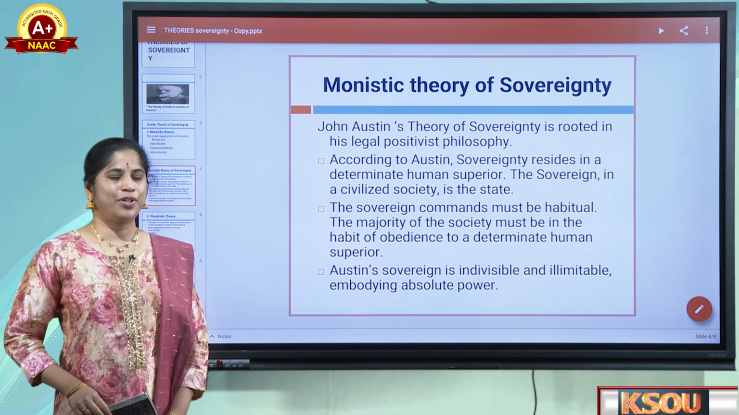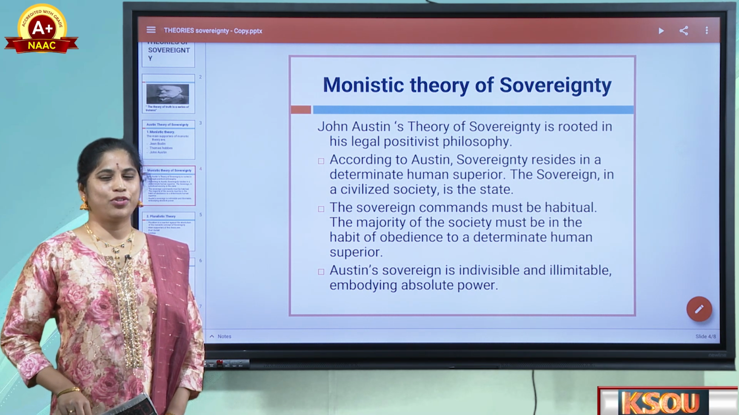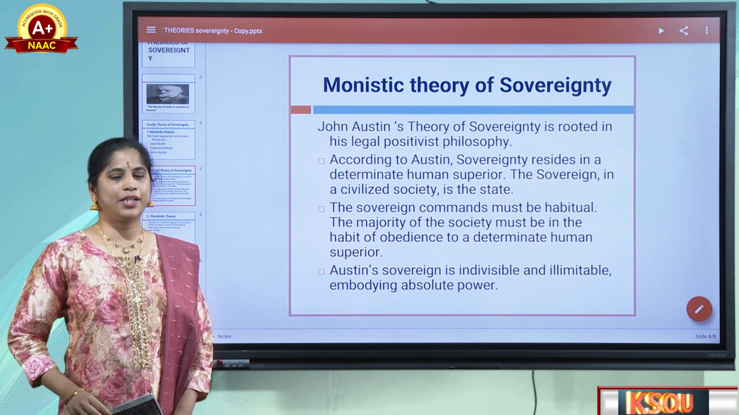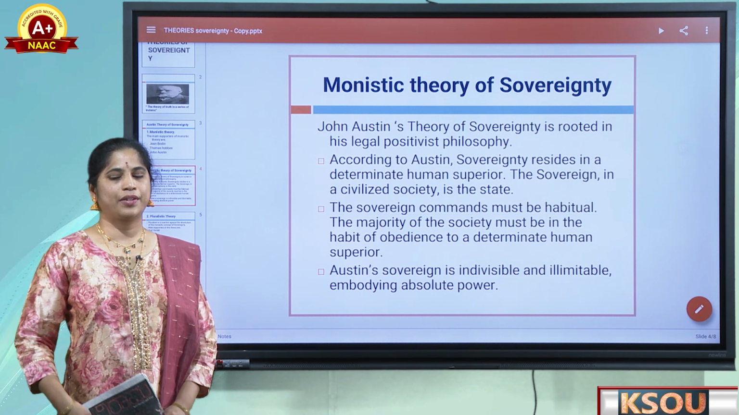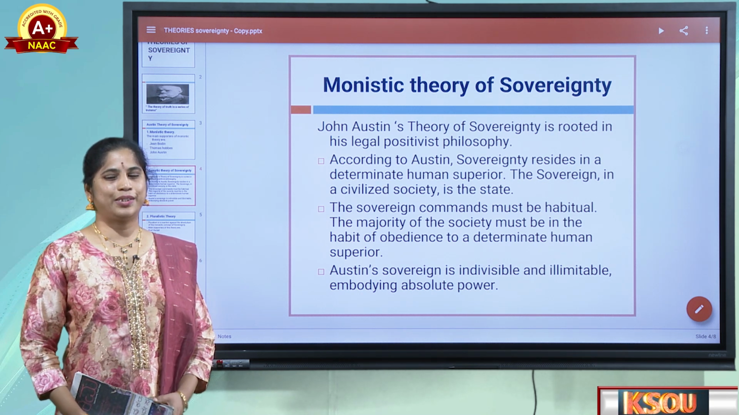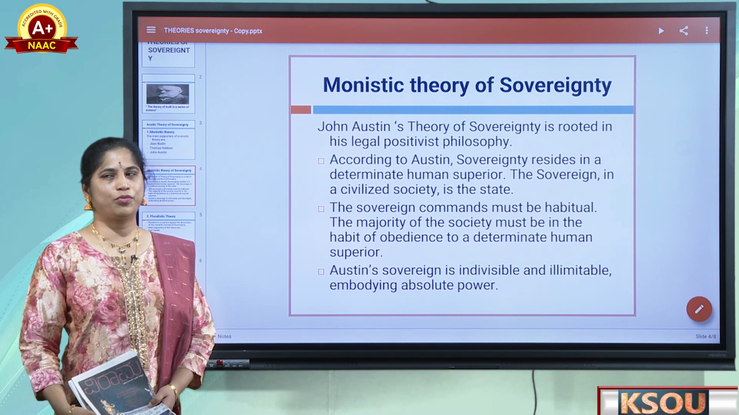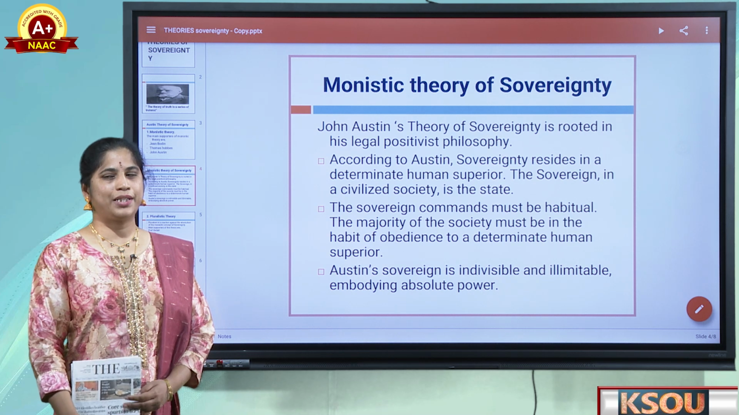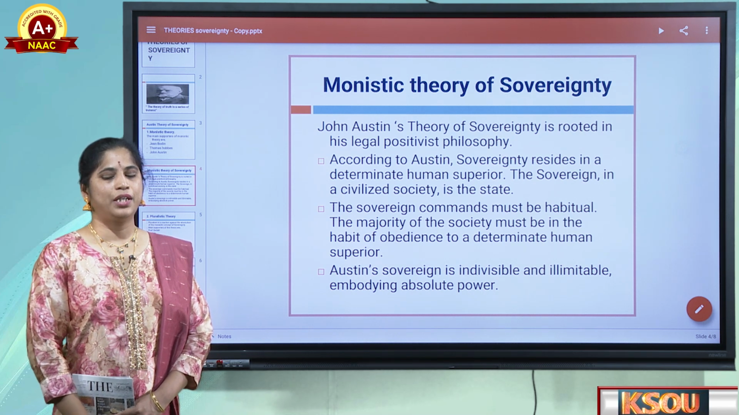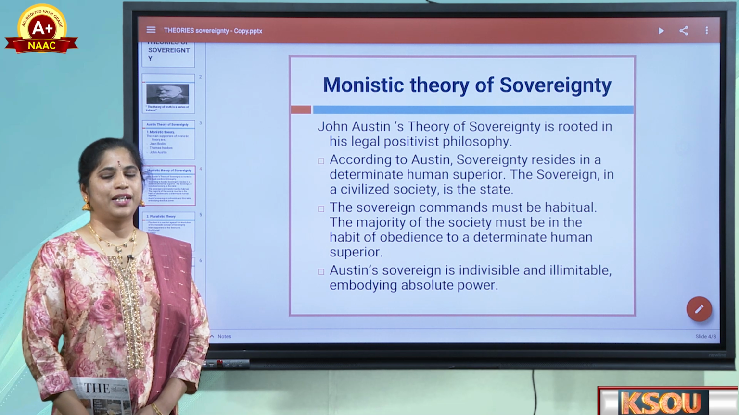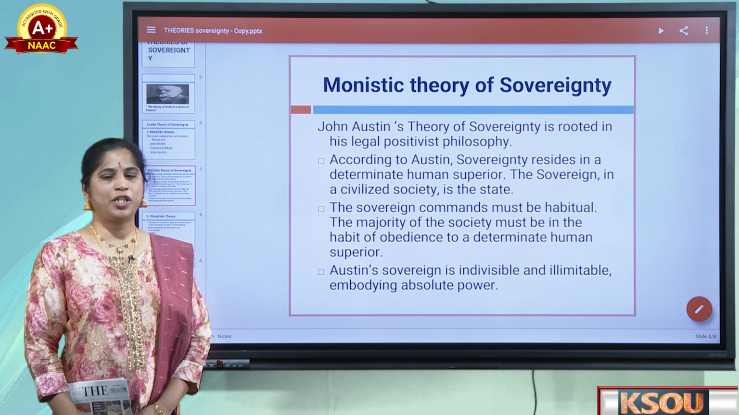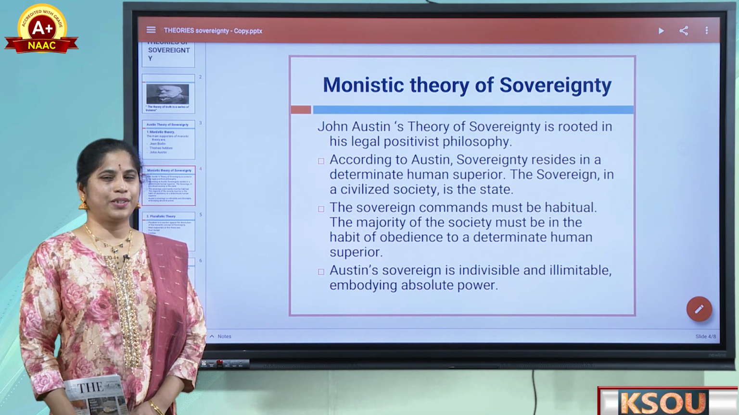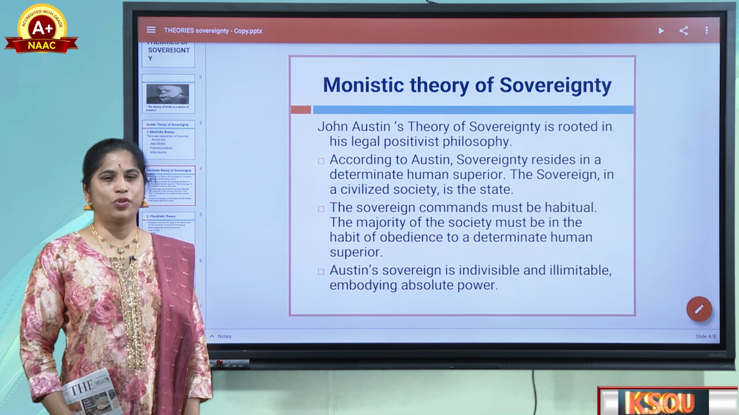But however it may be, Austin's theory of sovereignty makes it explicitly clear that sovereignty is legally bounded, and of course legally protected in nature especially, and it is always unquestionable and undoubted forever and ever. This is Austin's theory of sovereignty.